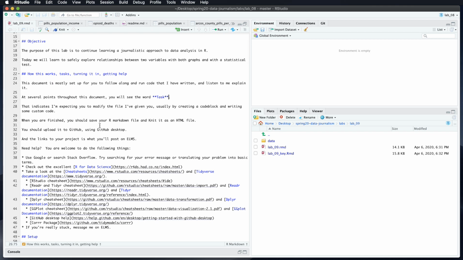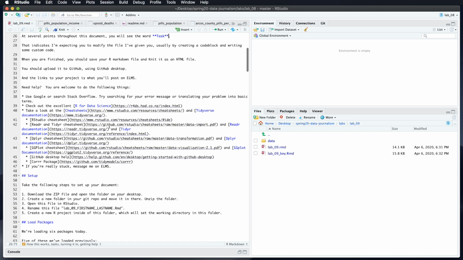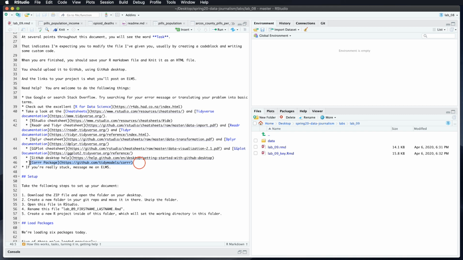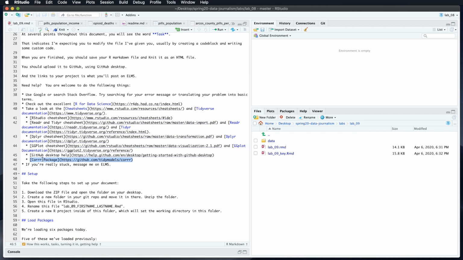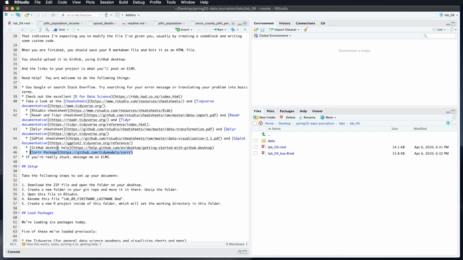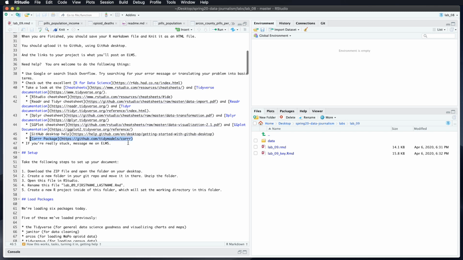There's a lot of good cheat sheets here, many of which were linked previously. We are going to be using one new package today, and I've linked to the cheat sheet for that. It's called corrr, with three R's. It's for correlations, or looking for relationships between things.